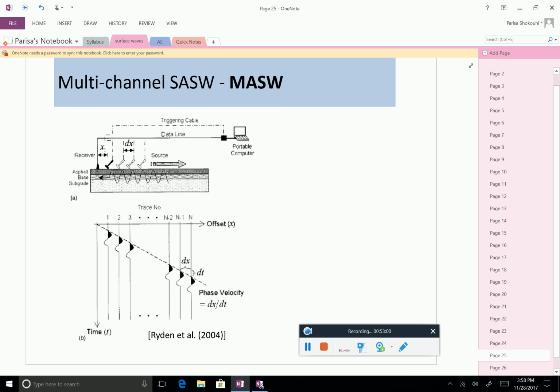And what you do typically is simply a two-dimensional FFT. So far, you have done just one FFT.